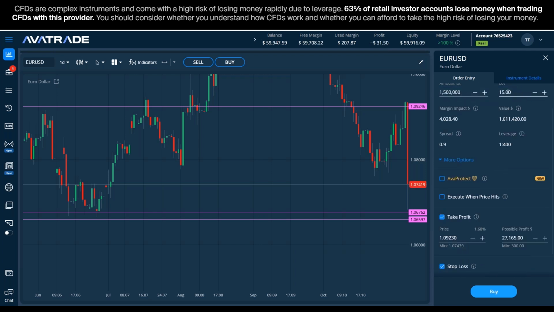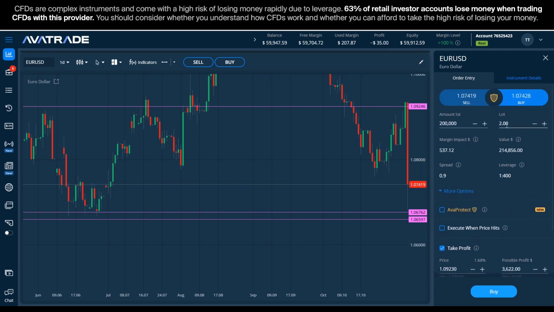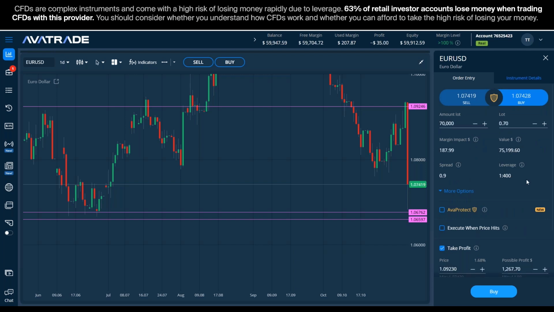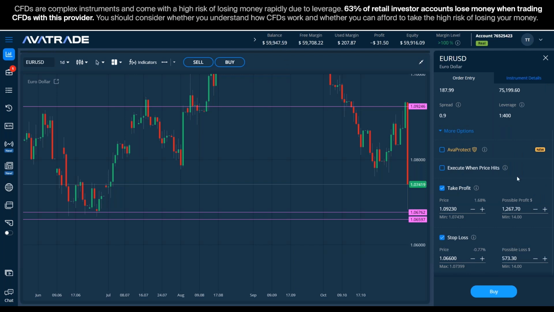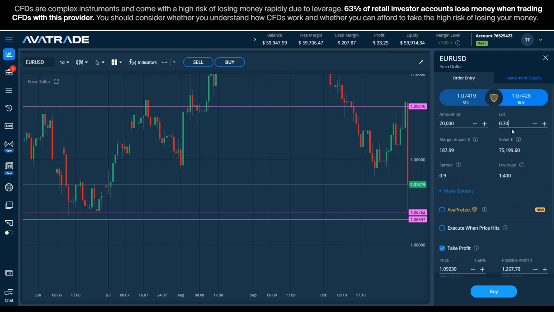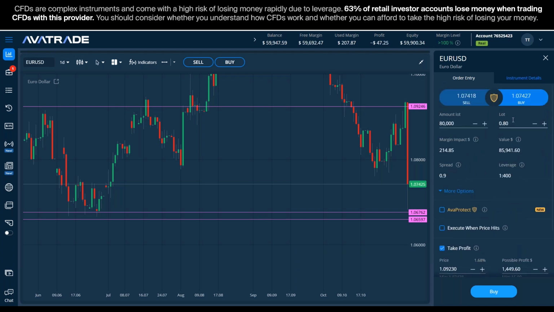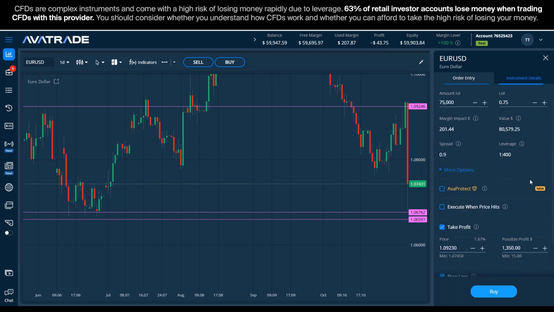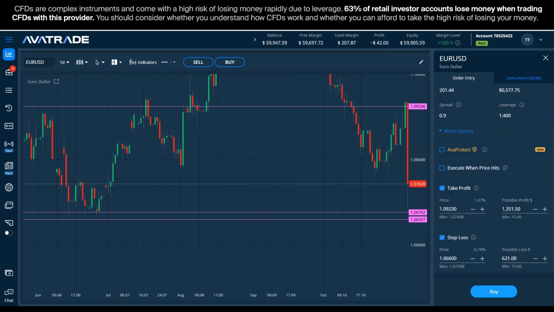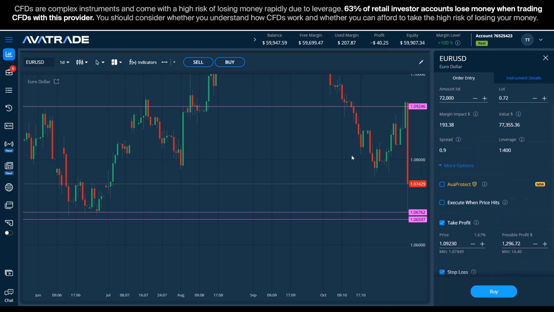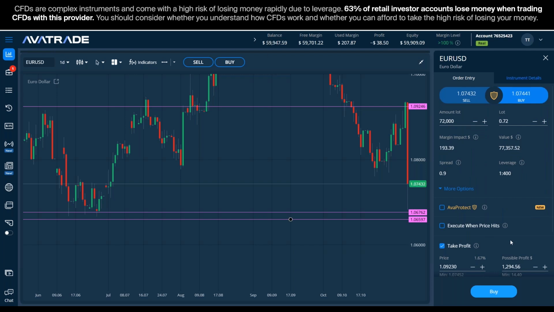And now I just need to adjust my trade size. If I go 2 lots, what am I risking? 1,600. Okay, 0.7. I'm risking just under 1% of my balance. I like to use 1% risk as an example. Obviously it would be up to you what you want to risk per trade, but you see how easy it is to calculate. So 0.75 should get me about 1% of my balance risk, 0.72. Okay, just under 600, that's about 1% of my balance.